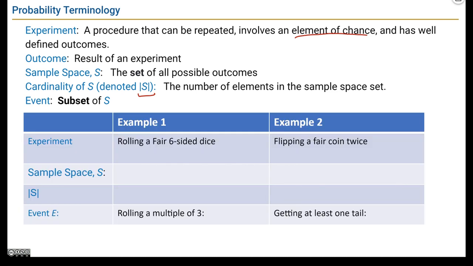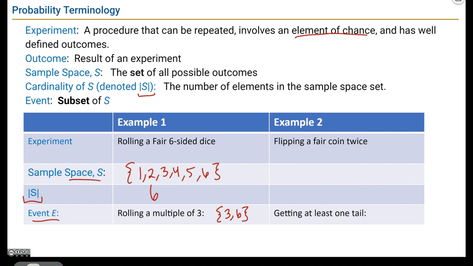So let's make this more concrete. We started with that fair six-sided die. And so our sample space using roster notation is just going to be the set of integers, values that I could get from rolling the die, which means the cardinality of that, or this notation, is just 6. There's 6 possible outcomes. And then a specific event, rolling a multiple of 3, we can write that in terms of set notation. I'm either getting a 3 or a 6. And so you can see this event here is a subset of the sample space.